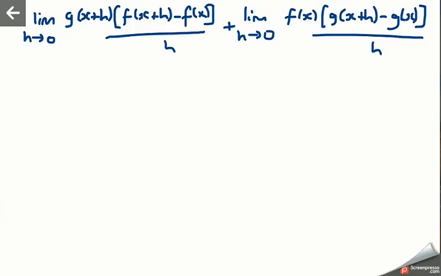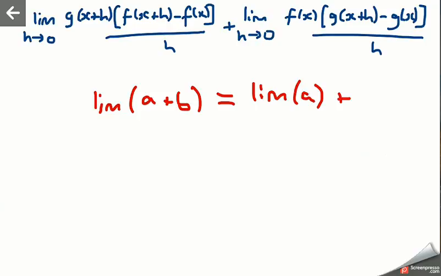Okay, so that's splitting up the sum of the two limits. So splitting up the limit of the sums is equal to the sum of the limits, basically, is what that rule is saying. So if you've got the limit of a plus b, and a and b are getting closer and closer towards something, then that's equal to the limit of a plus the limit of b. That's what we were using there, if that was confusing.